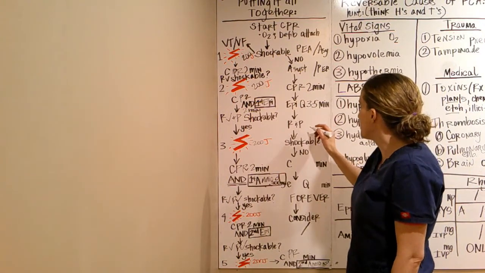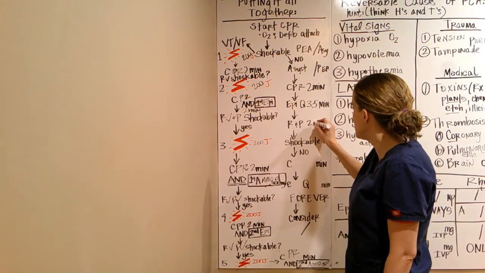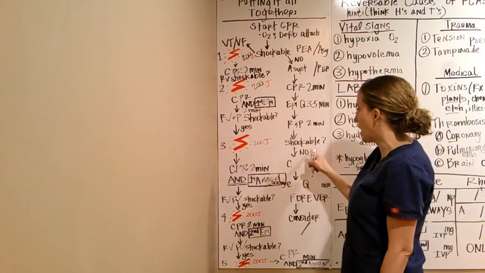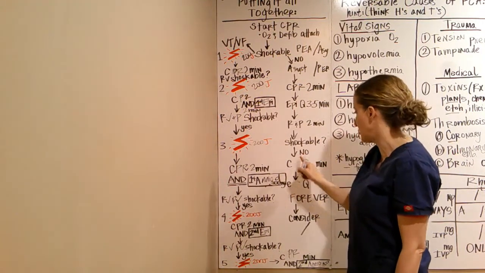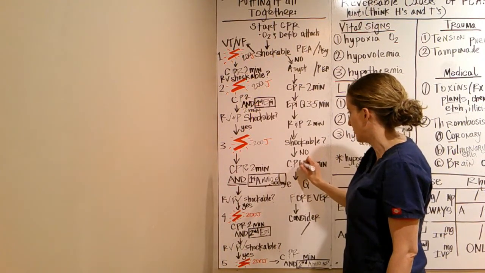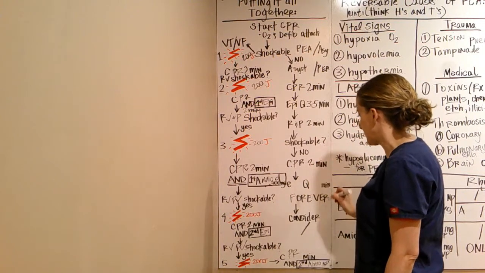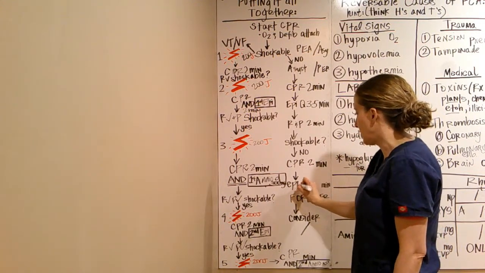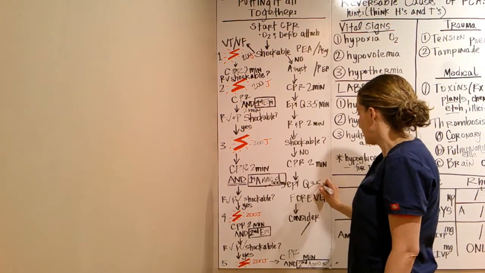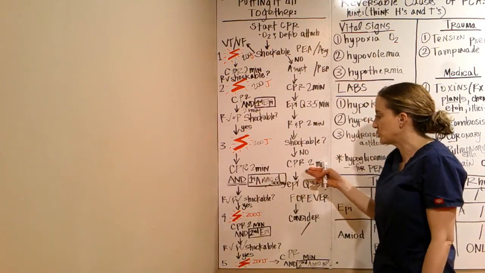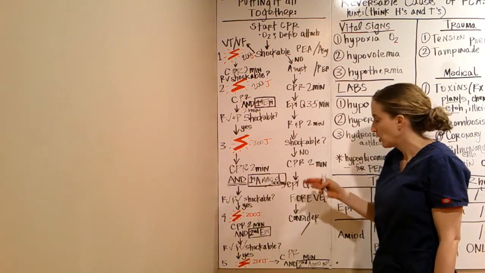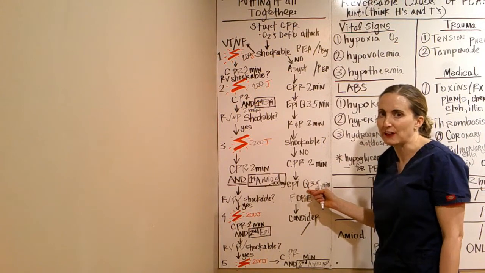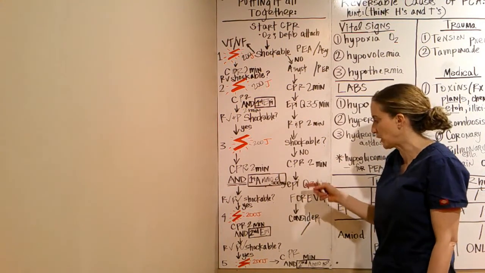So now we do a rhythm and a pulse check every 2 minutes. See if it's shockable. Shockable, no, it's not shockable. So then we do CPR again for 2 minutes, right? And then we give more epi, 3 to 5 minutes. So CPR, we do a pulse check every 2 minutes. We give epi every 3 to 5 minutes. So it's a little bit different.